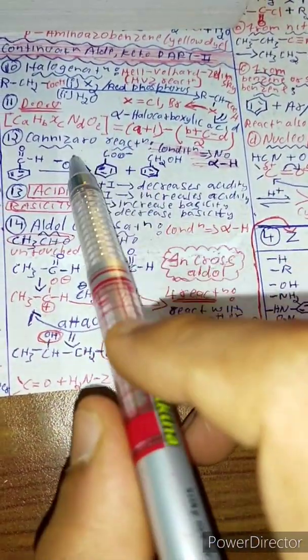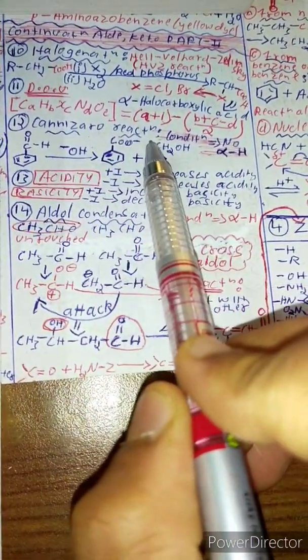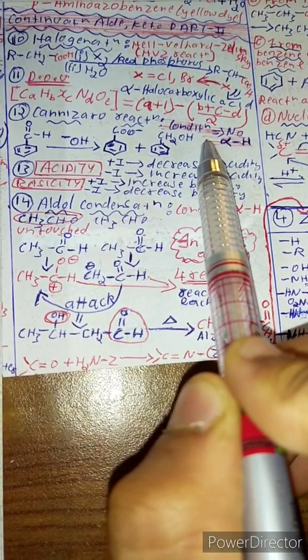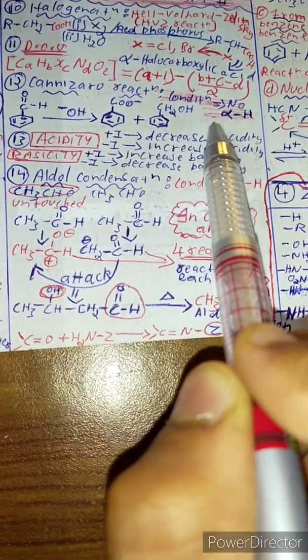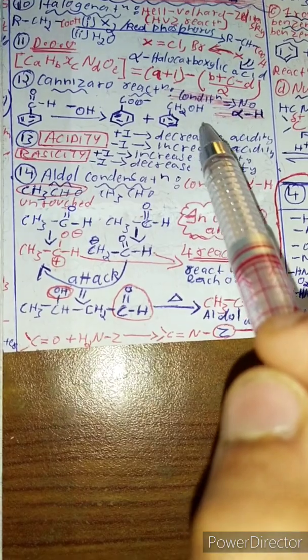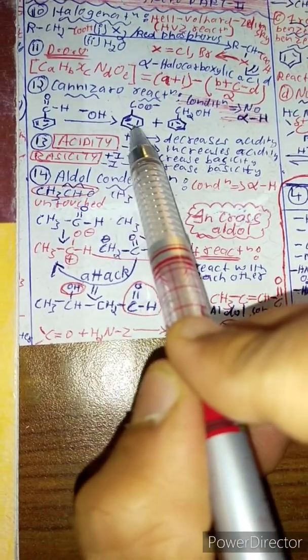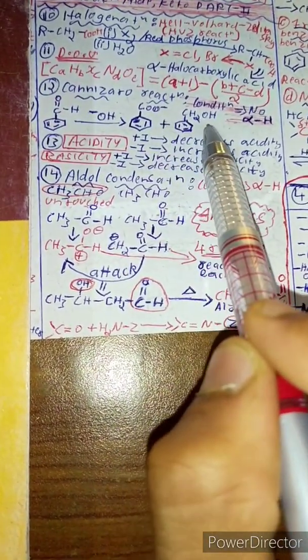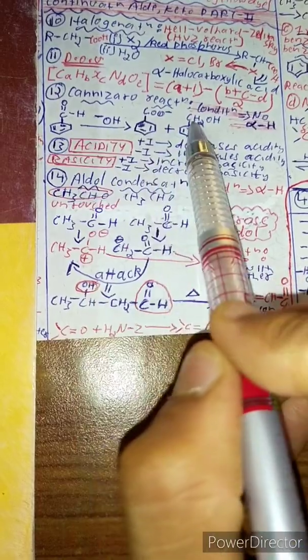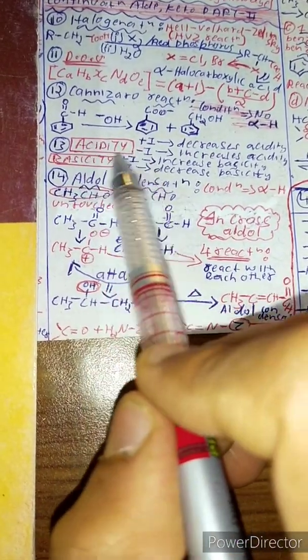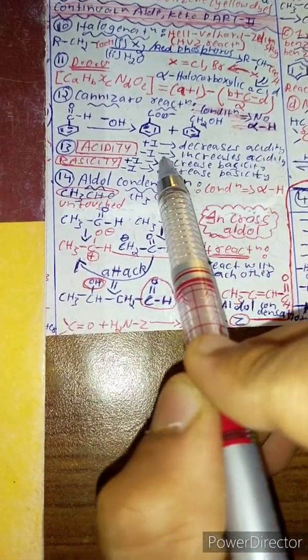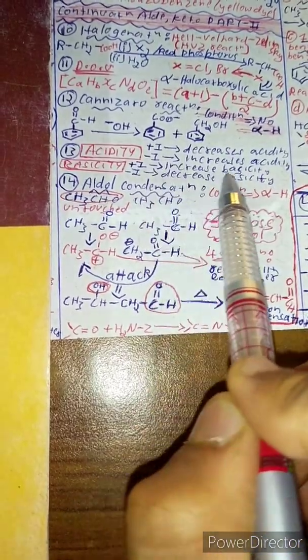Now let us study the last but one topic, that is the Cannizzaro reaction. The condition over here is that there shouldn't be any alpha hydrogen, which you will learn in general organic chemistry. What is alpha hydrogen? This reacts in the presence of OH minus to give benzene COO minus and CH2OH. As simple as that. Now acidity and basicity. Plus I decreases acidity, minus I increases acidity, plus I increases basicity and minus I decreases basicity.